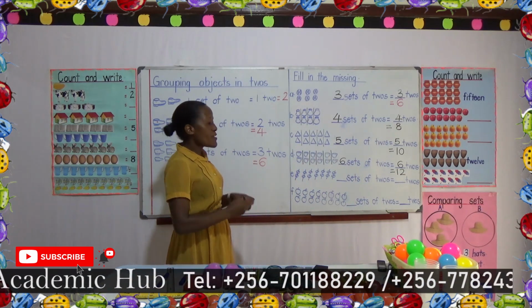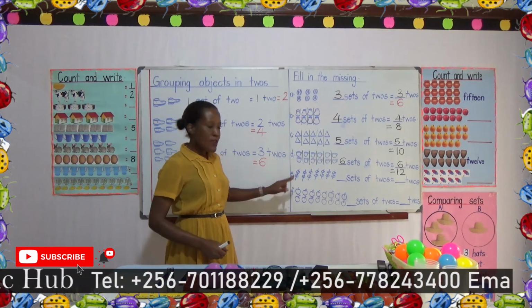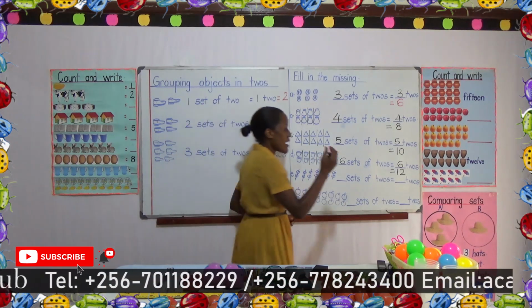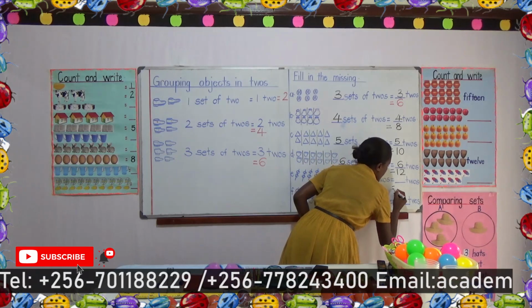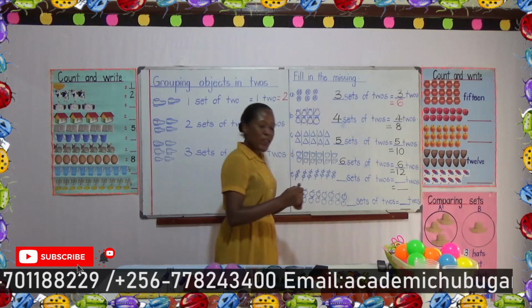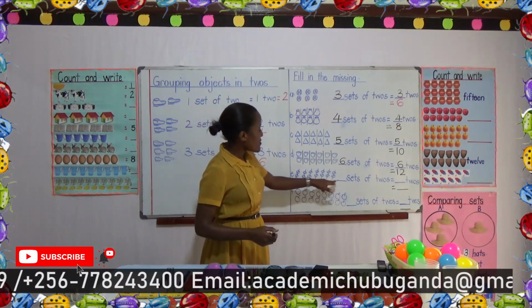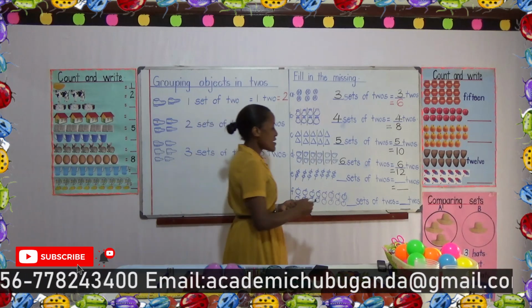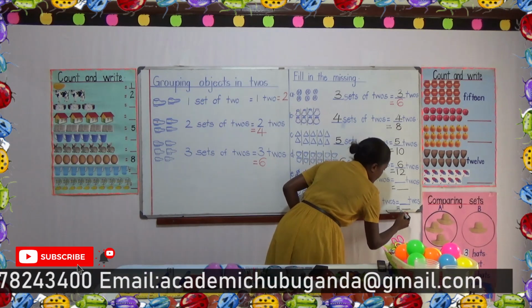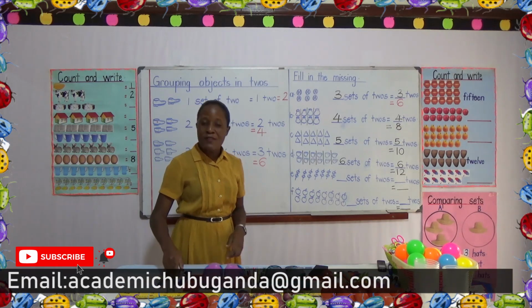I am going to leave you to complete E and F. You tell us how many objects are in these sets of twos and in those ones. It is very simple work, and I am sure each of you will get everything correct.